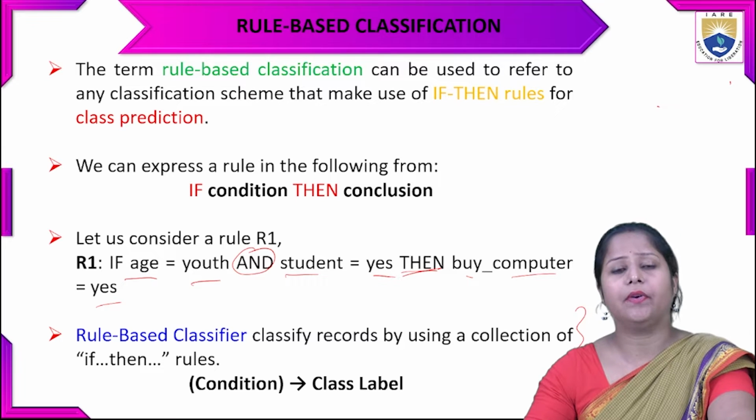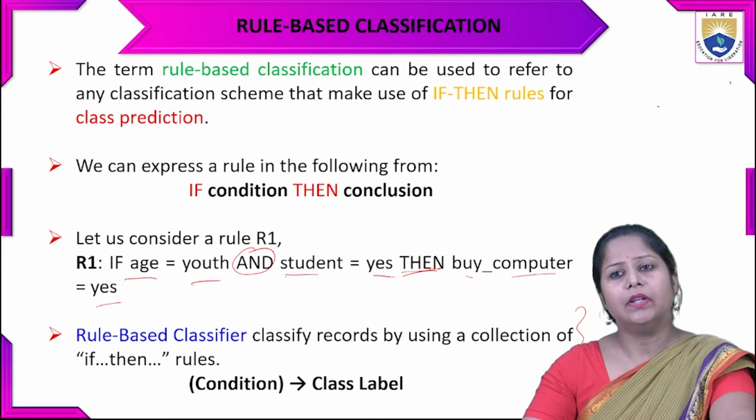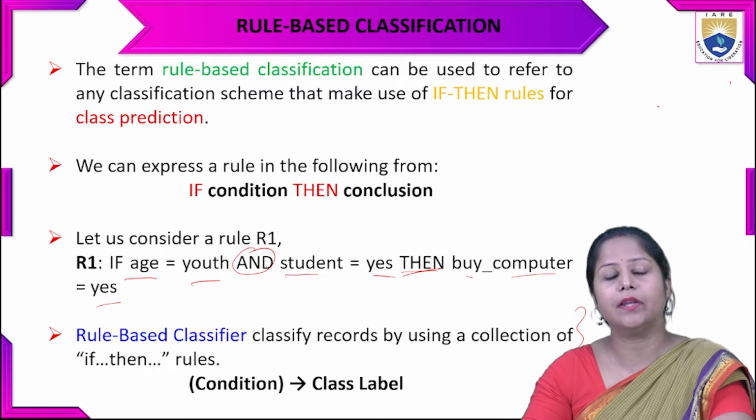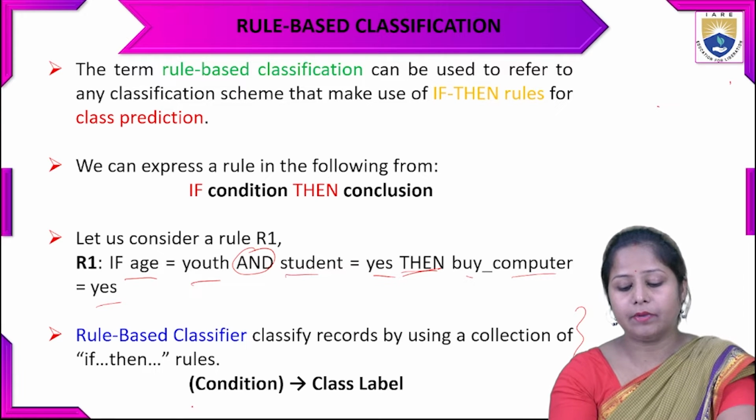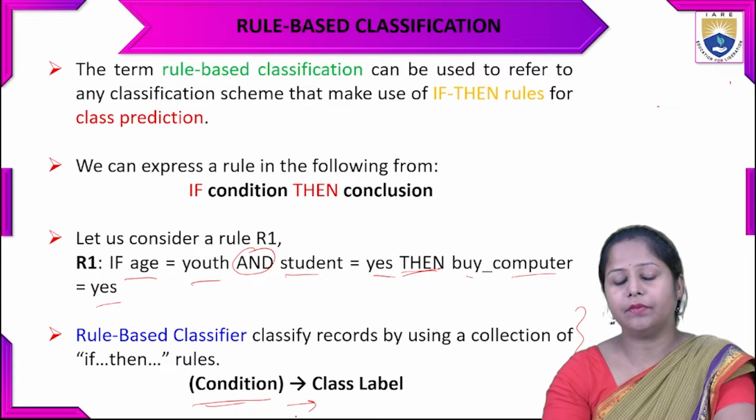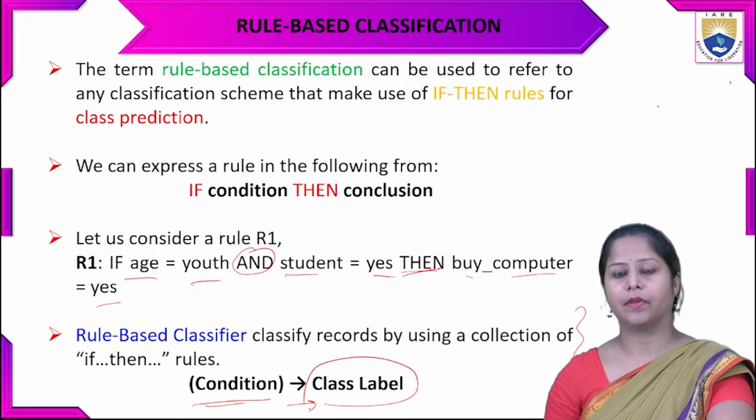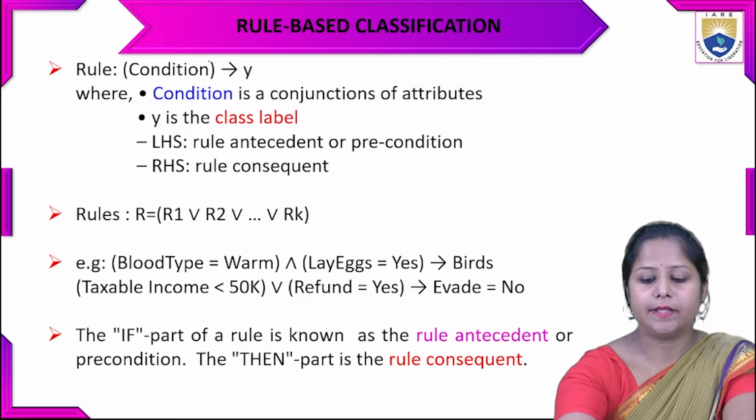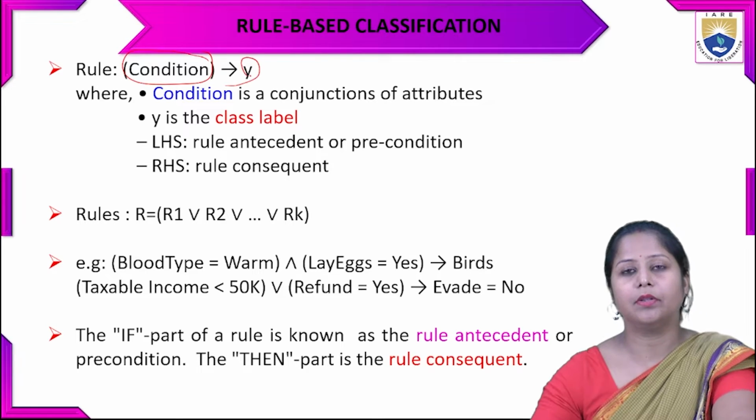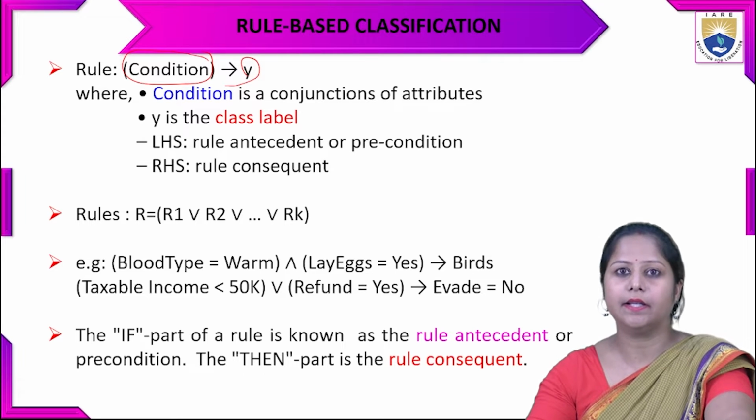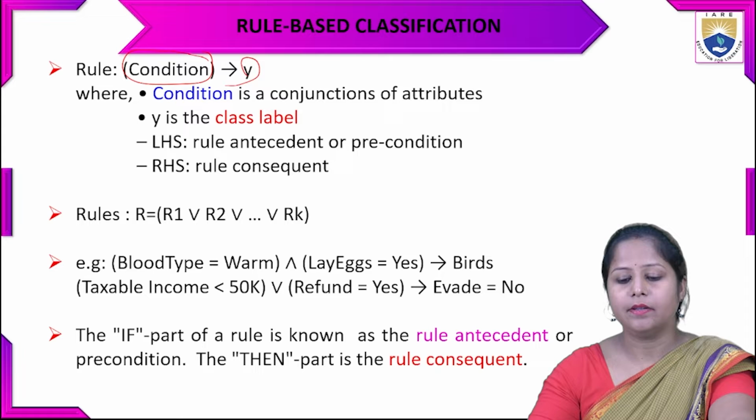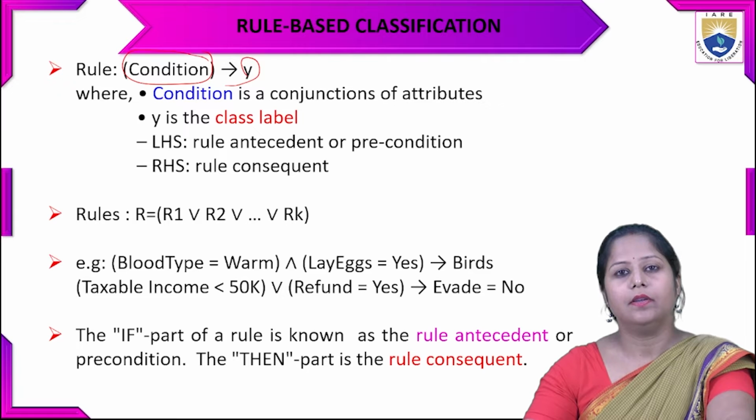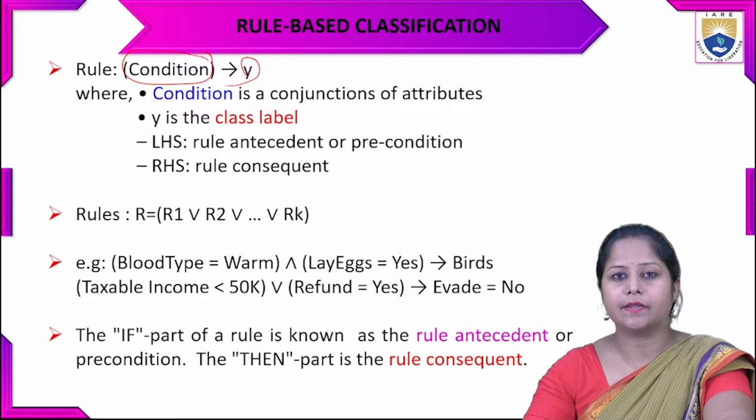Basically, the rule-based classifier classifies records by using a collection of if-then rules. So they have a collection of if-then rules. If the condition holds, then on the basis of that we will get the class level. In the rule, the condition comes first, and after that we predict y. Y is nothing but the class level we are going to predict. The condition is a conjunction of attributes. That will be the syntax.